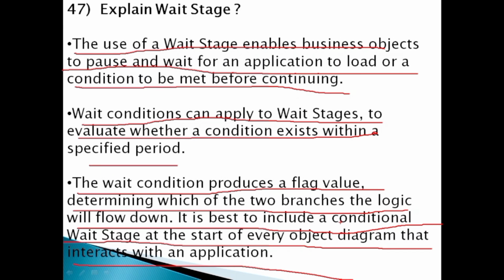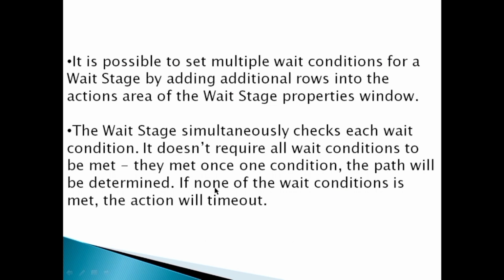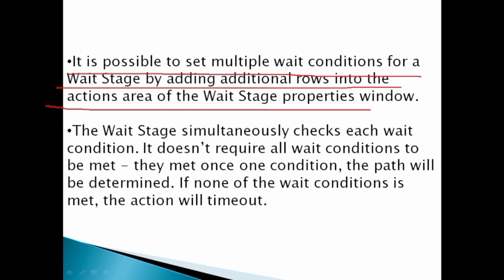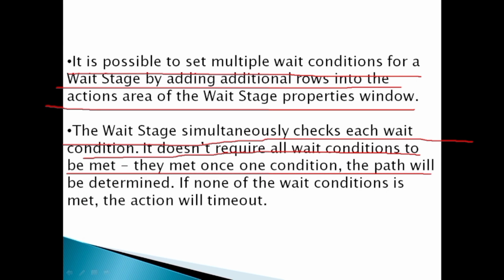It is possible to set multiple wait conditions for a wait stage by adding additional rows into the action area of the wait stage properties window. The wait stage simultaneously checks each wait condition. It doesn't require all wait conditions to be met. Once one condition is met, the path will be determined. If none of the wait conditions is met, the action will time out.